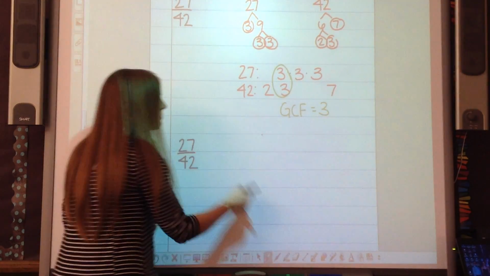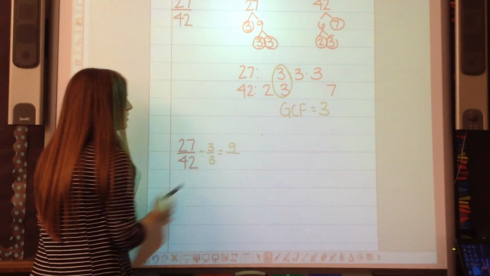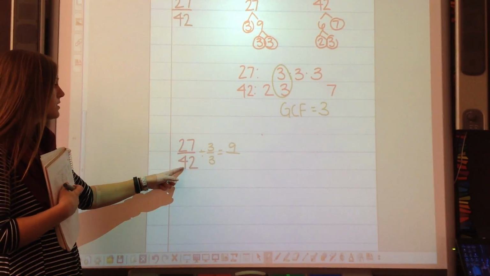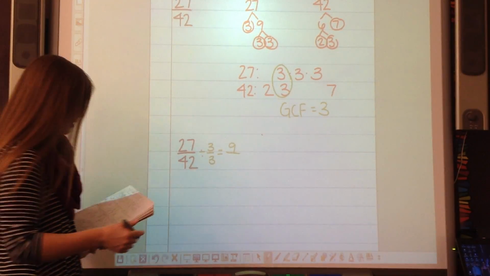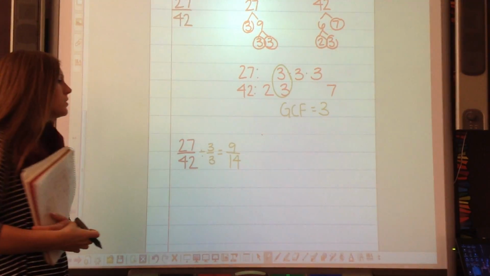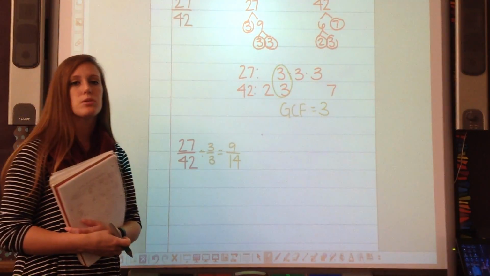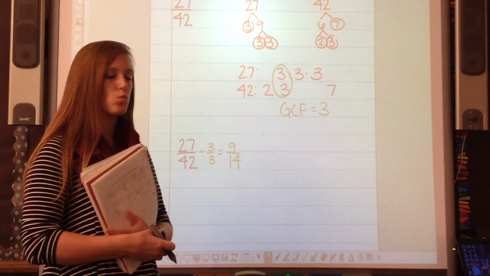So I'm going to divide by my greatest common factor. If you can't see what this is, it's okay to set up a division problem. There's nothing wrong with that. So 9 over 14 is in simplest form because 9 and 14, their only common factor is 1.